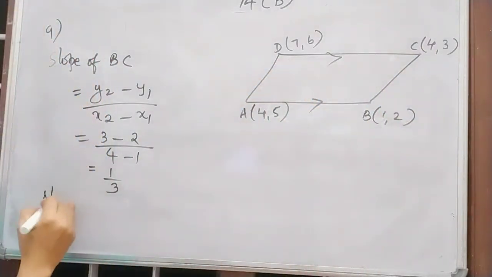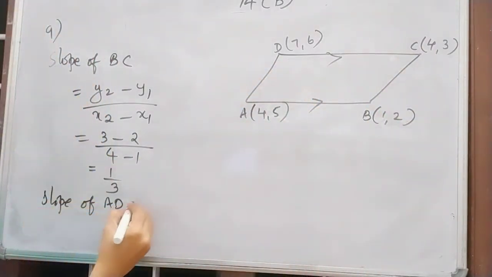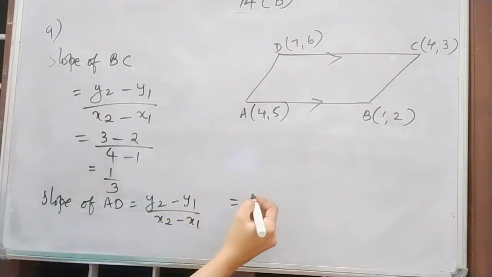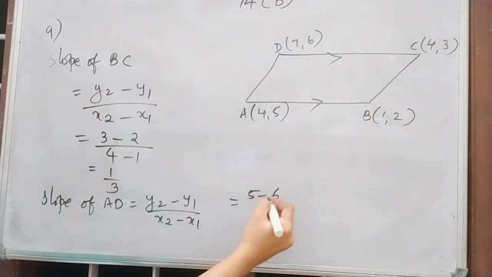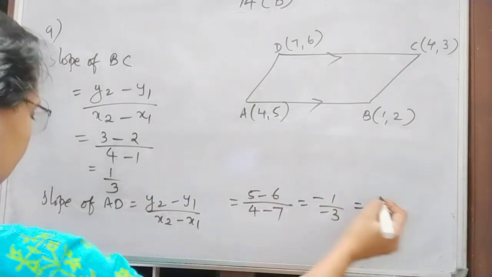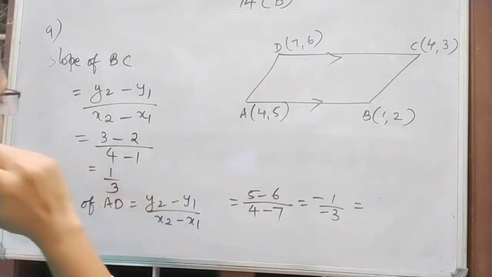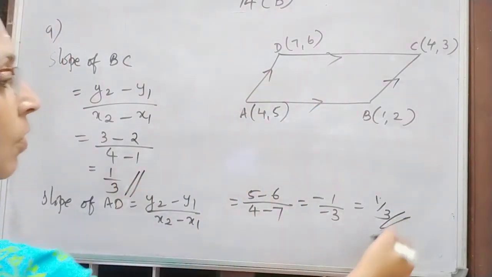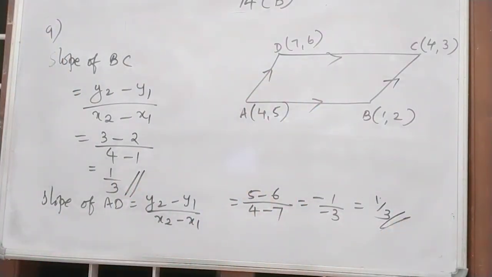Same with AD. The slope of AD is equal to y2 minus y1 divided by x2 minus x1, that is 5 minus 6 divided by 4 minus 7, which is negative 1 divided by negative 3, equal to 1 by 3. So we got the values 1 by 3 and 1 by 3. That means the slope of BC is equal to the slope of AD, so these two are parallel. BC is parallel to AD.